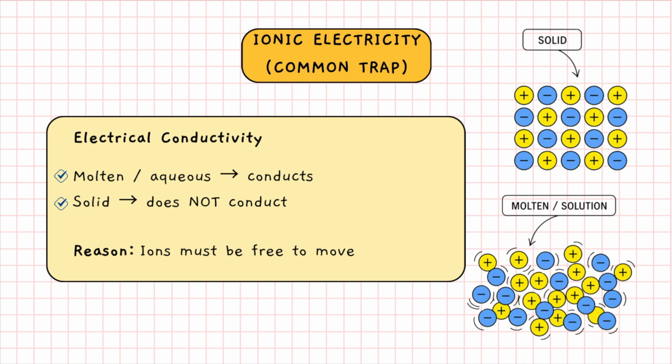Ionic compounds only conduct electricity when molten or dissolved. That's because the ions are free to move and carry charge. In a solid, they're fixed in place, so no current flows.